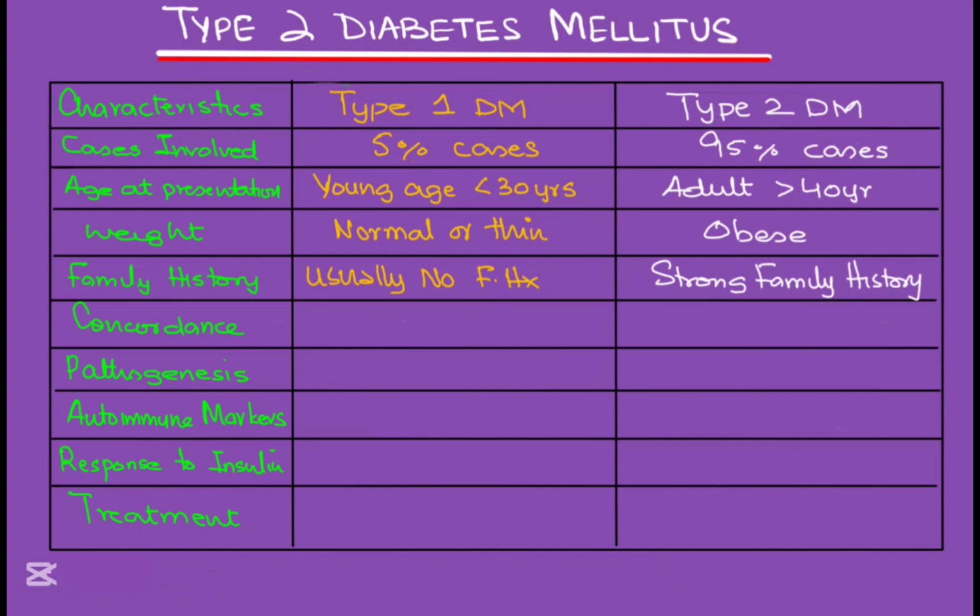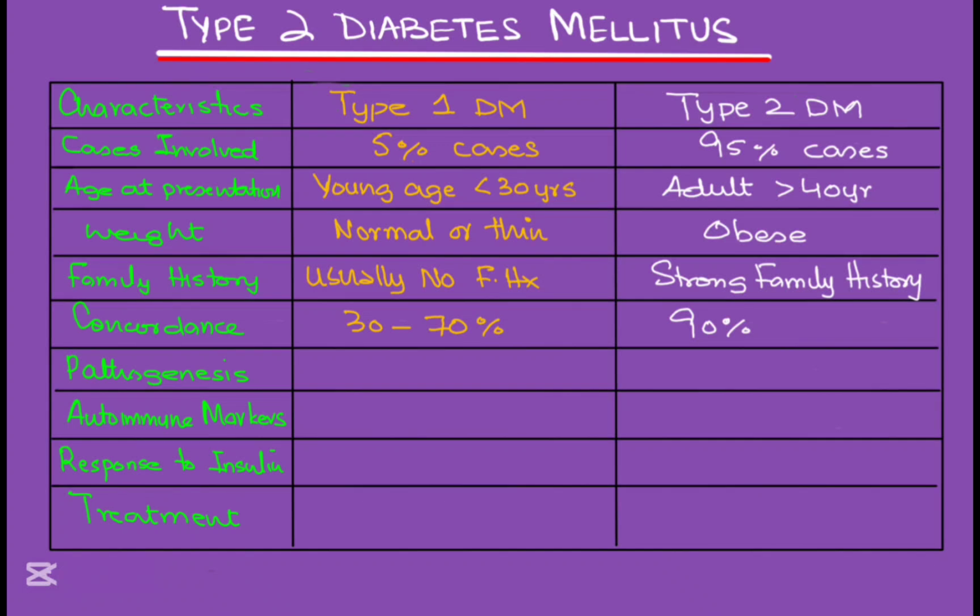Now, what about the risk of developing diabetes type 1 and type 2 in identical twins? The concordance for type 1 diabetes is 30 to 70%, and that for type 2 diabetes is 90%. Type 2 diabetes has a stronger genetic component. If one identical twin has type 2 diabetes, the concordant rate is 90%. This means that there is a 90% chance that the identical twin will also get diabetes. This is a very high rate.